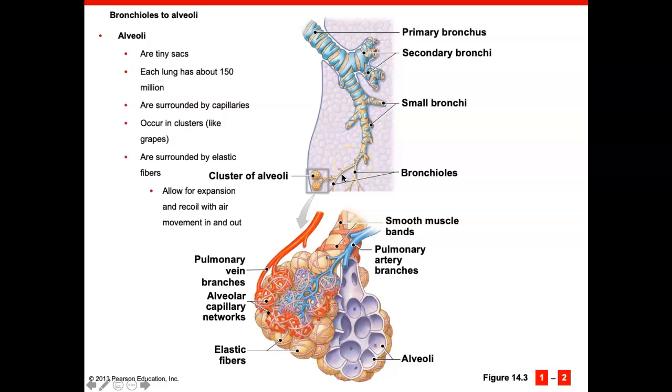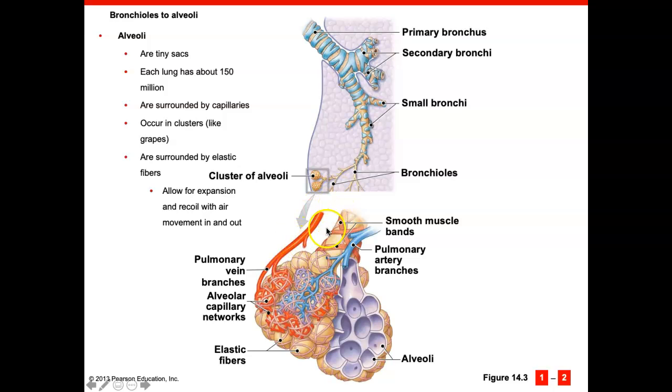And these bronchioles are going to lead into the alveoli. These are the air sacs. Each lung has about 150 million, and you can see very good blood supply. They look like a cluster of grapes, and the blood supply surrounds the entire grape. There are elastic fibers here that allow for expansion and recoil as the air moves in and out of the lungs.